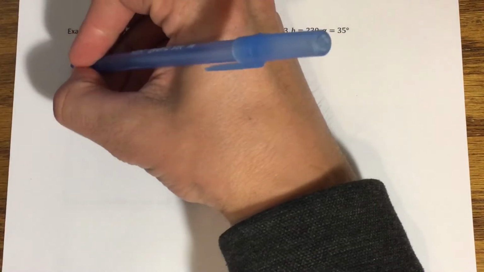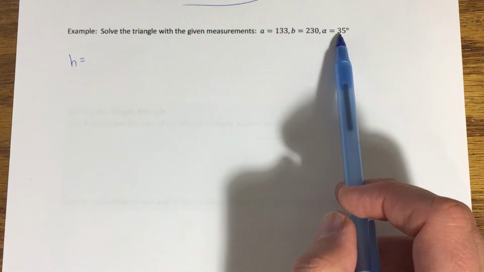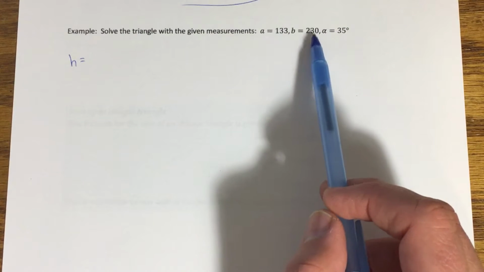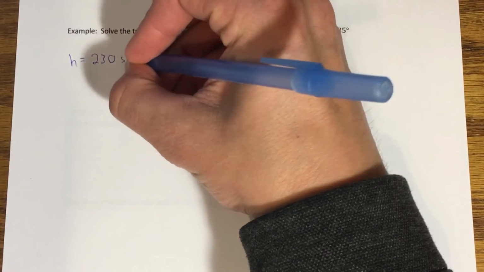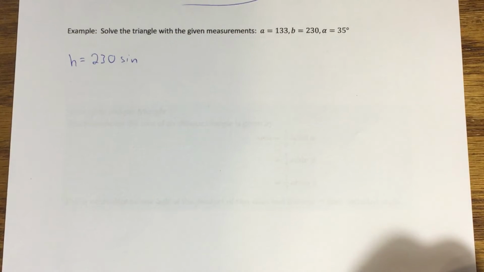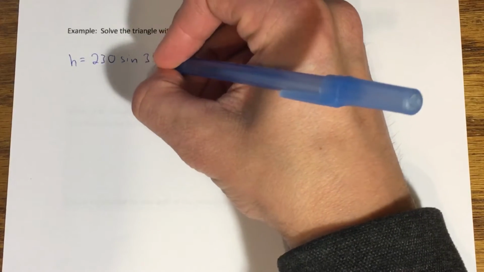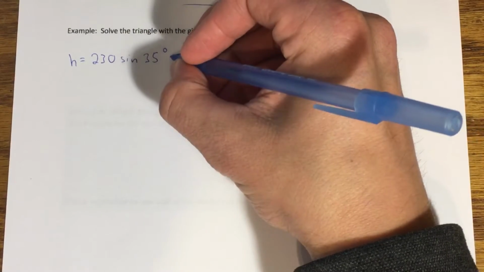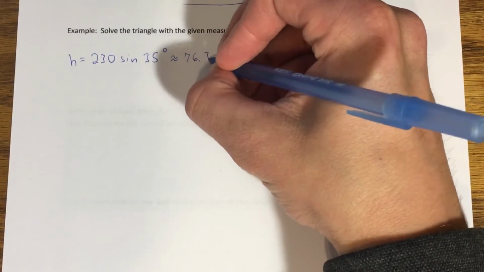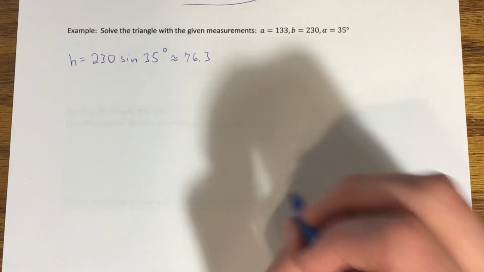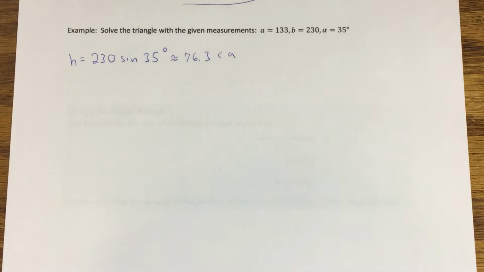So the altitude h is going to be the sine of the angle alpha, 35, times the side that's not opposite alpha. That would be b in this case, 230, times sine of 35 degrees. Okay, you plug this into a calculator. This one, it's going to come out to approximately 76.3.